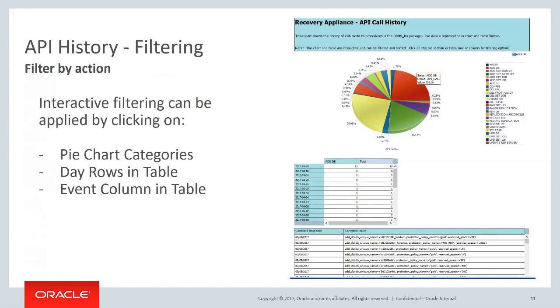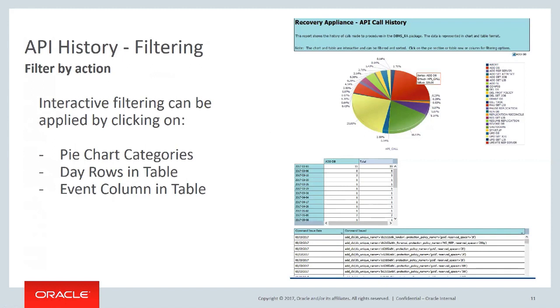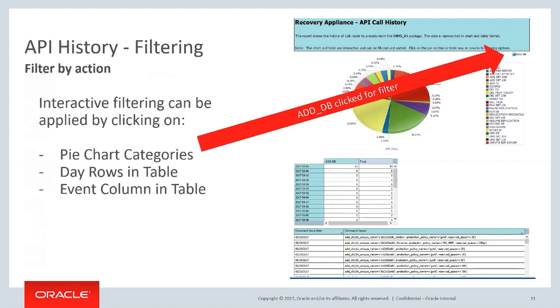So if you wanted to know a particular date and all the incidents that happened on a particular date, you can simply click on the date in the chart at the bottom, or the table at the bottom, and that date will be filtered. You can also filter by a particular database or particular activity.